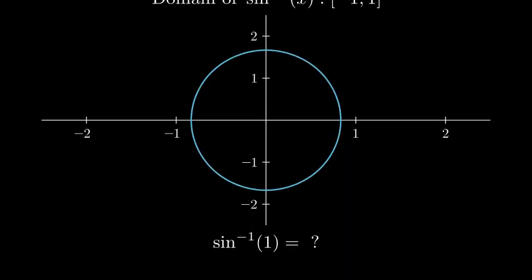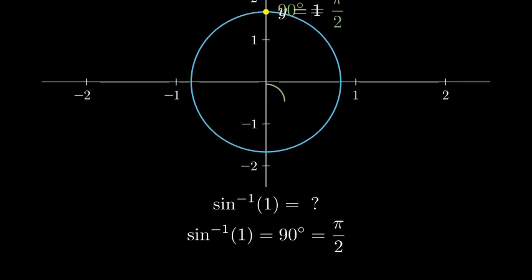We're looking for the angle whose sine equals 1. On the unit circle, a y-coordinate of 1 occurs at 90 degrees, or pi over 2 radians. This is because at 90 degrees, we're at the very top of the unit circle, where the y-coordinate reaches its maximum value of 1. Therefore, the inverse sine of 1 equals 90 degrees, or pi over 2 radians.